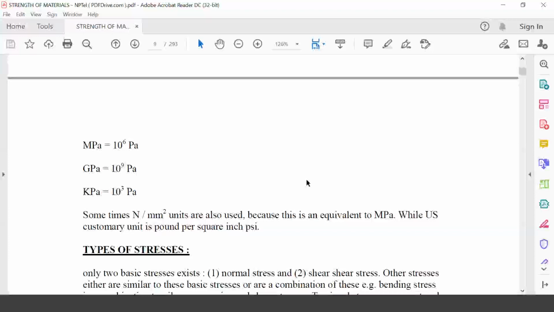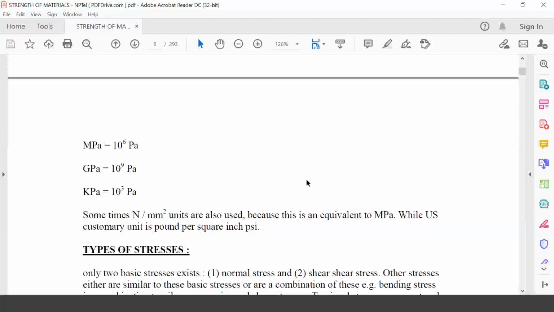Now the basic unit of stress in SI units is Newton per meter square or Pascal. Just remember this, it is a very important thing. 1 Newton per meter square is equal to 1 Pascal. Is it clear, everyone? Yes, sir. Okay. Just keep on responding when I ask you something.